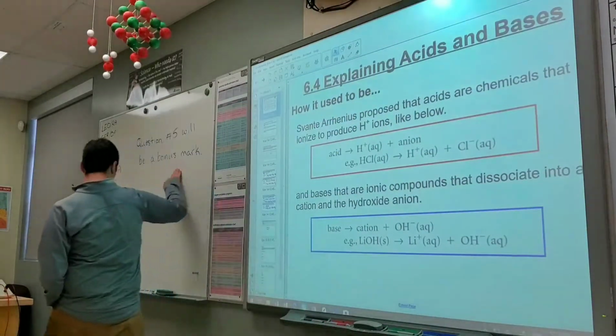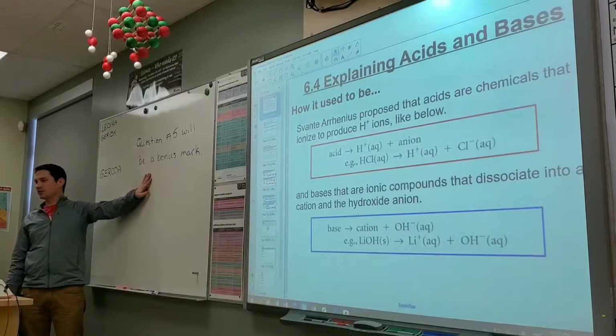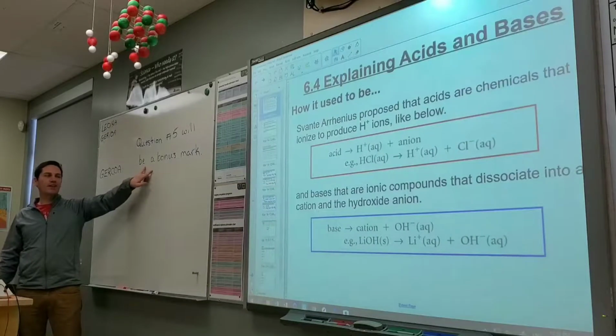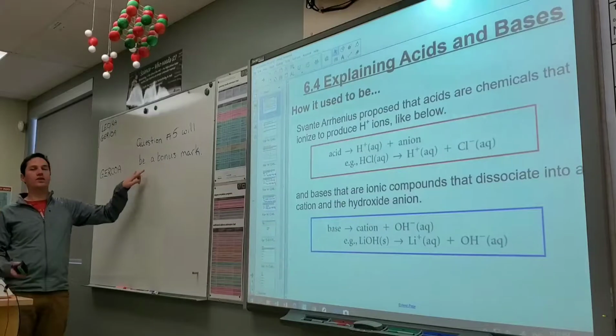Sorry, question 5 is going to be a bonus mark. Does anybody know why I put question 5 as a bonus mark? Because it's what? Yeah, it's a pH range, and if I'm being perfectly honest, that's not the most crucial thing I would focus on for this unit.